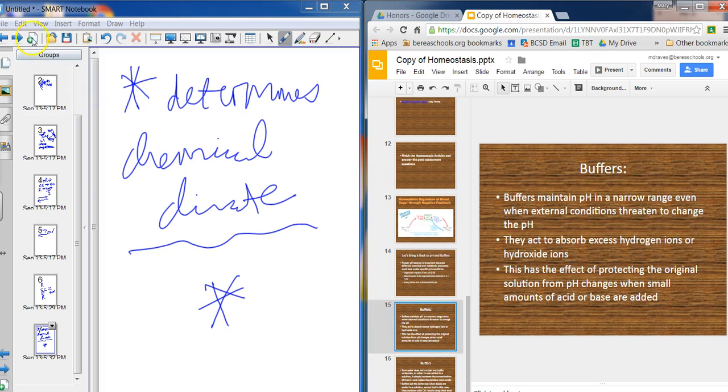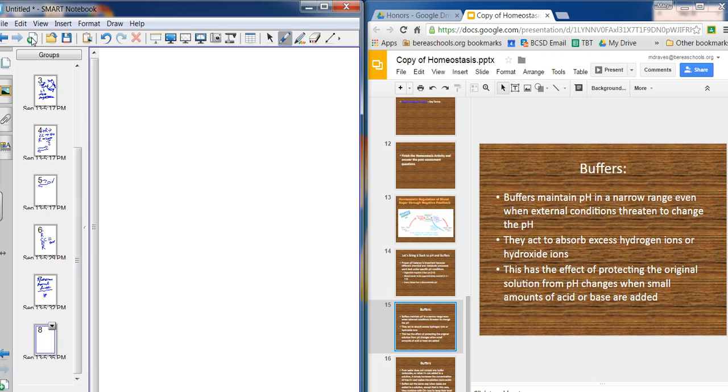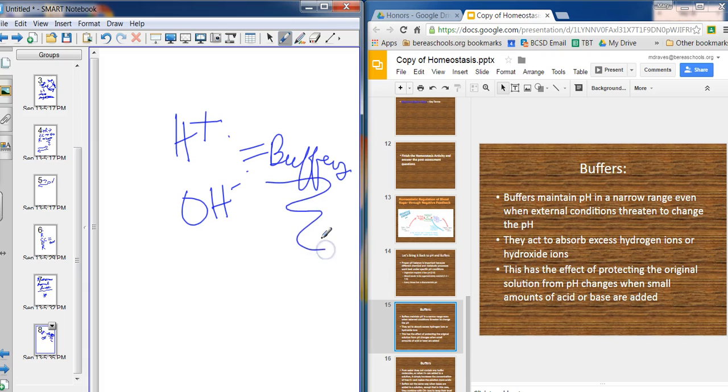Now, we naturally, as a living thing, have things called buffers. And a buffer is something that helps to maintain the pH within a range of pH levels that are suitable. These buffers that we have are formed to absorb excess hydrogen ions that we find in our blood or hydroxide ions that we find in our blood. And so when there's too much of these, then things called buffers will eat them up. Okay? And a buffer is a type of chemical.